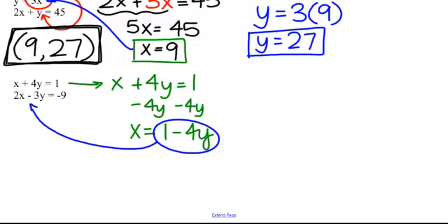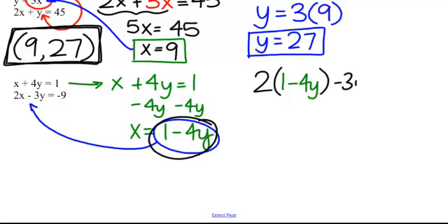So, I'm going to come back up here. Everything stays the same except for what I substituted. So the 2 stays the same, but now instead of writing x, I'm going to write what x equals: 1 minus 4y, and then minus 3y equals a negative 9.